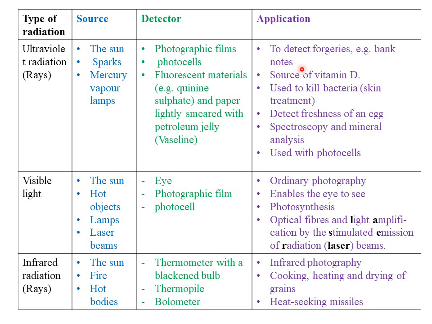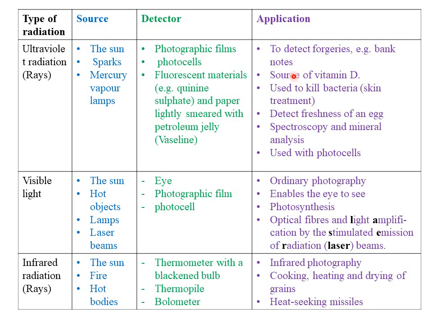Applications of ultraviolet radiation in real life: they are used to detect forgeries, for example, in banknotes. When you want to identify whether a banknote is original or fake, you simply hold it against the sun, or against ultraviolet radiation. When certain features become visible, you are able to identify whether that banknote is original or fake.